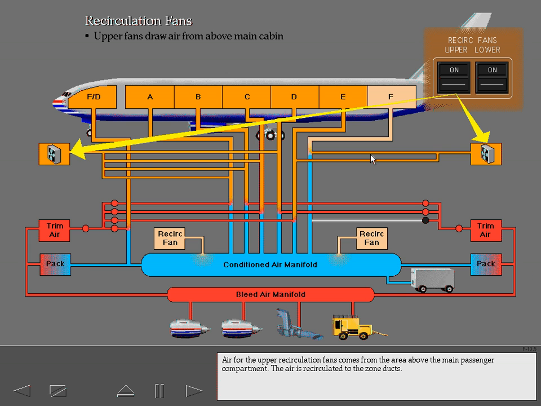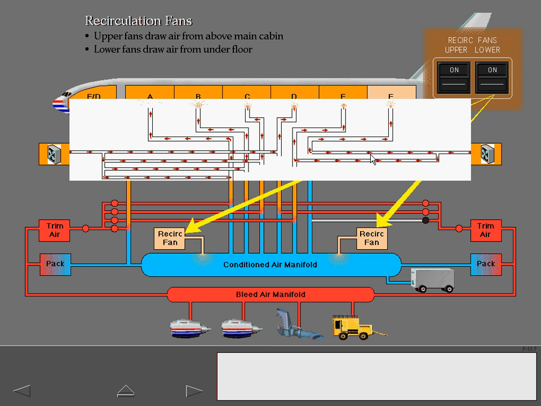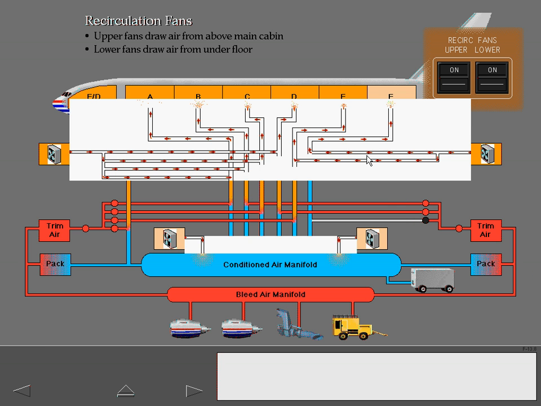Air for the upper recirculation fans comes from the area above the main passenger compartment. The air is recirculated to the zone ducts. Air for the lower recirculation fans comes from under the floor area. The fans recirculate the air to the conditioned air manifold. The upper and lower recirculation fans augment airflow throughout the cabin. Fan operation is automatically controlled by system logic.